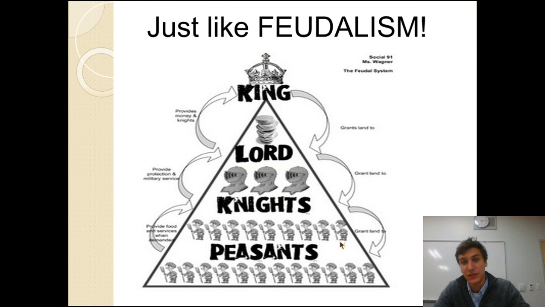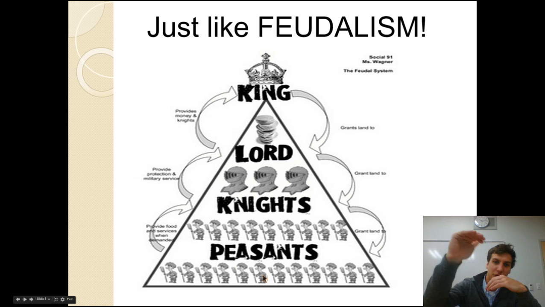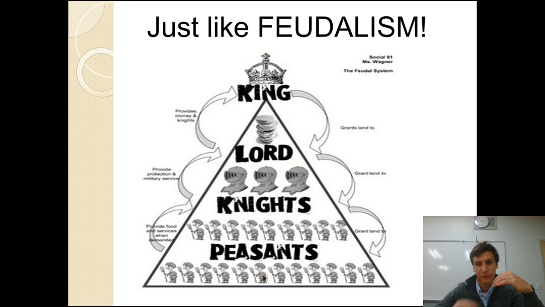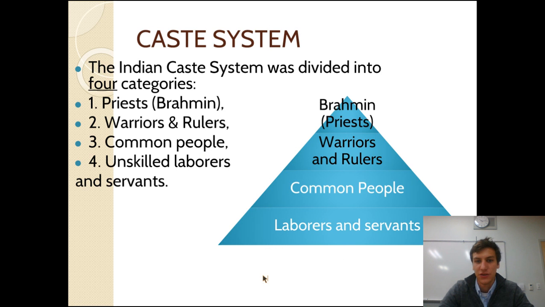So this is really just like feudalism, where there was a king and a lord, knights, and then peasants all the way at the bottom. So each of these, you've got somebody who's all the way at the top with the most power, and then further and further down, they get less and less power. That's very similar to the Hindu caste system.